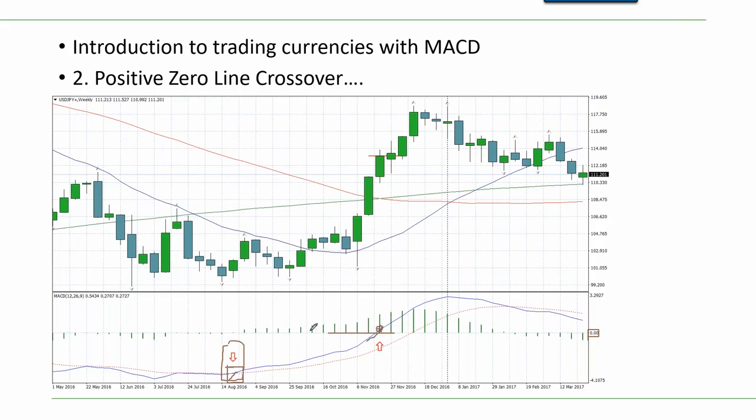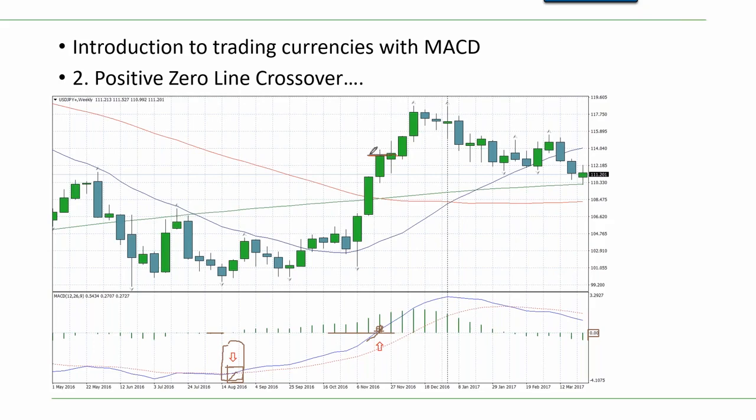Let's see if I can use some of the drawing tools that we have here. Here we had the signal line crossover, the bullish one. But then what we can see here is the zero line, and when the price crossed it here, that was your chance to initiate a long position.